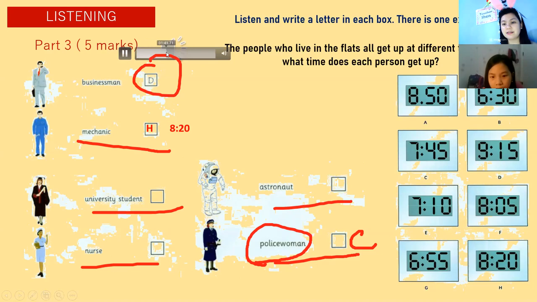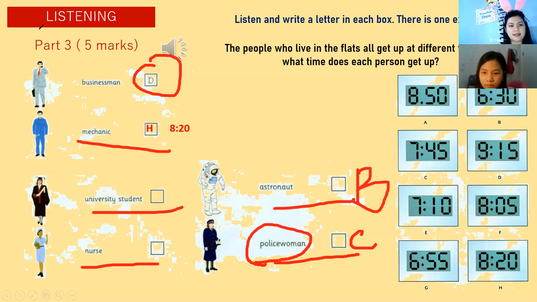Who else do you know in the flats? There's a mechanic who lives on the first floor. He gets up the earliest. You know, one of the people there is an astronaut. Okay, yeah. The astronaut. What time does the astronaut get up? My answer is B. B, okay. Next. Well. Doesn't someone from the university? University student. My answer is F. F.